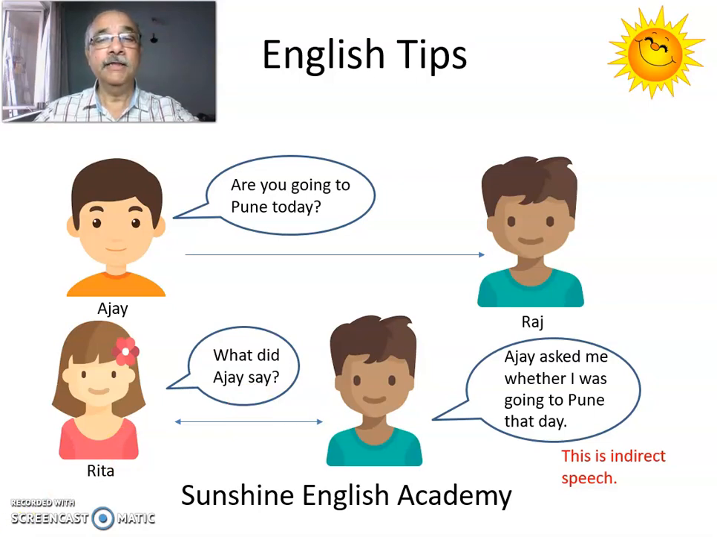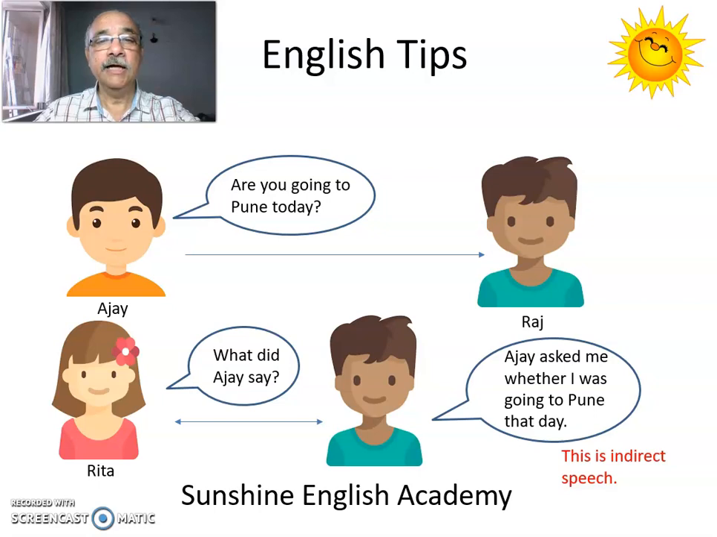Now, Rita comes to know what Ajay said, not directly through Ajay, but indirectly through Raj. So, what Raj says is called indirect speech. This is also called reported speech because Raj is reporting to Rita what Ajay said. So Raj's words are known as reported speech.